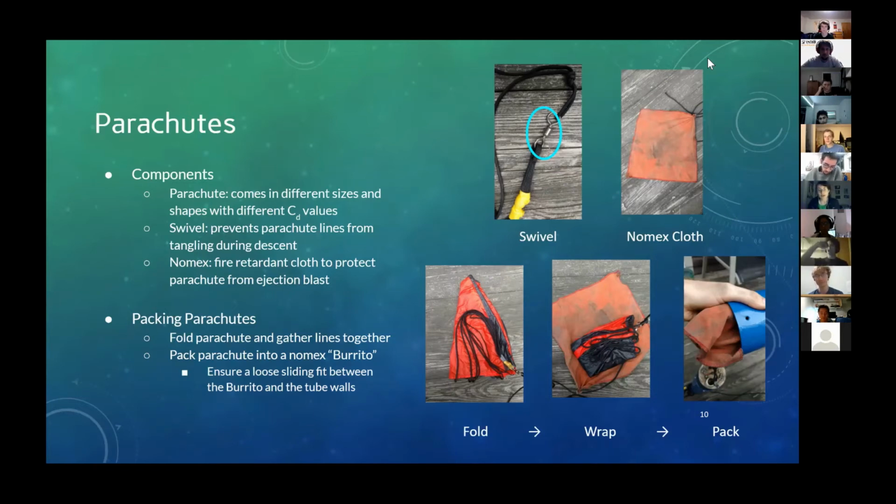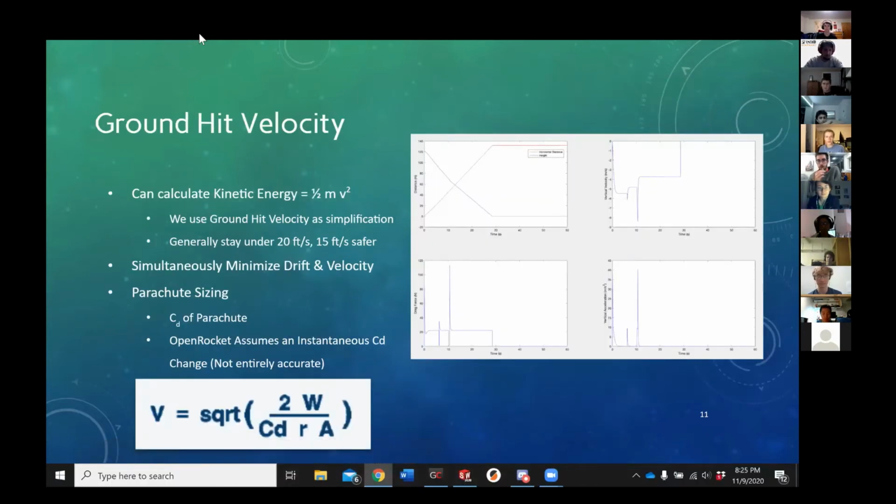The other thing to watch out for is that you don't want to get it too stuck in the tube, because it does need to be able to be blasted out with the black powder. You don't want it to get stuck. We had that happen once and it was very sad. So the point of the parachute is to limit your ground hit velocity so that your rocket isn't damaged when it hits the ground. It'll also hopefully prevent your rocket from damaging things on the ground, like houses or whatever. Hopefully you're far enough away from houses, but you never know.